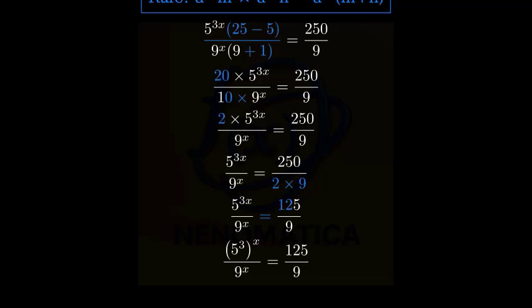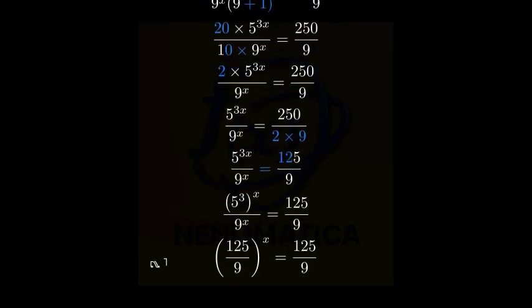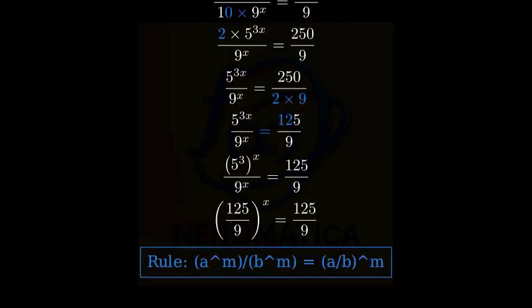So 5 to the power of 3x can be rewritten as 5 cubed to the power of x, which is 125 to the power of x. Our equation becomes 125 to the power of x divided by 9 to the power of x equals 125 divided by 9. Using the law of exponents, we can rewrite the fraction as 125 divided by 9 all to the power of x. So we have 125 divided by 9 to the power of x equals 125 divided by 9.